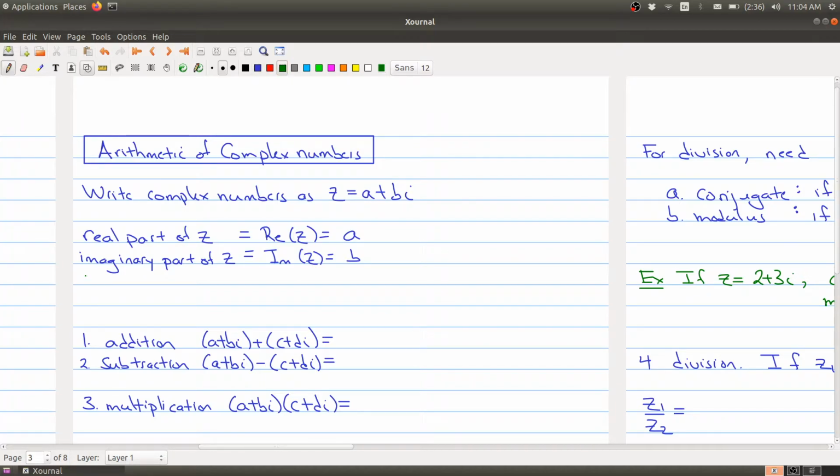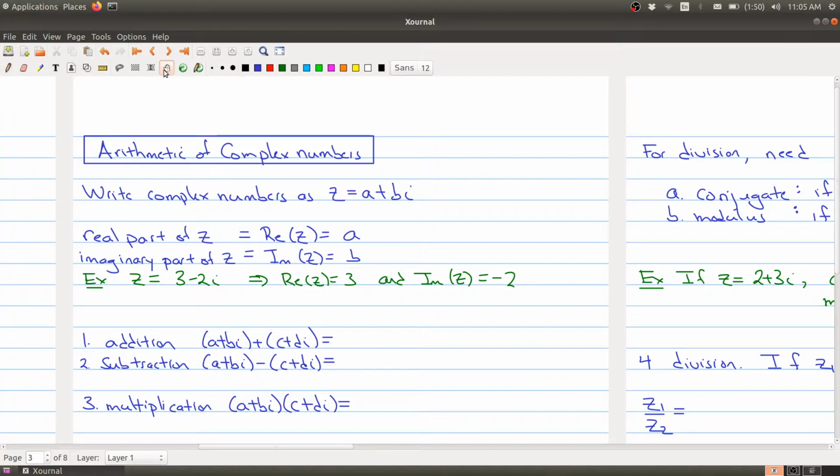As an example, if I had Z equal to 3 minus 2i, that would imply that the real part of Z is 3, and the imaginary part of Z is negative 2. Because we're always thinking of complex numbers as a plus something, we want to think of this as 3 plus negative 2i.